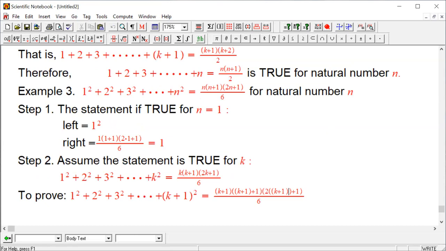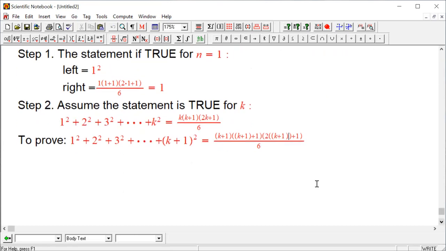Okay, I'm making the fonts just a little bit larger. Okay, so let's take a look at this. Let's simplify this form a little bit. So when we simplify this, we got k plus 1, right? And over here, k plus 1 and plus 1, so that's going to make it k plus 2. So this is k plus 2.